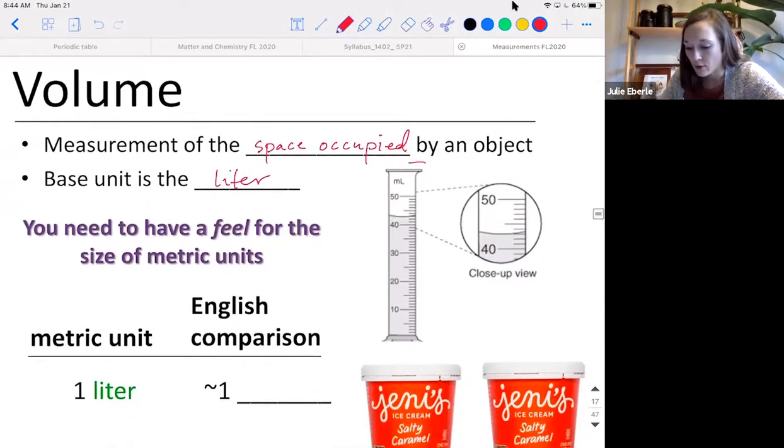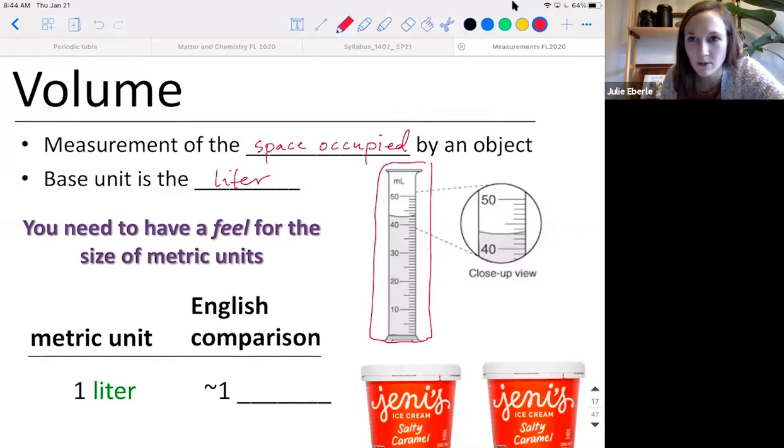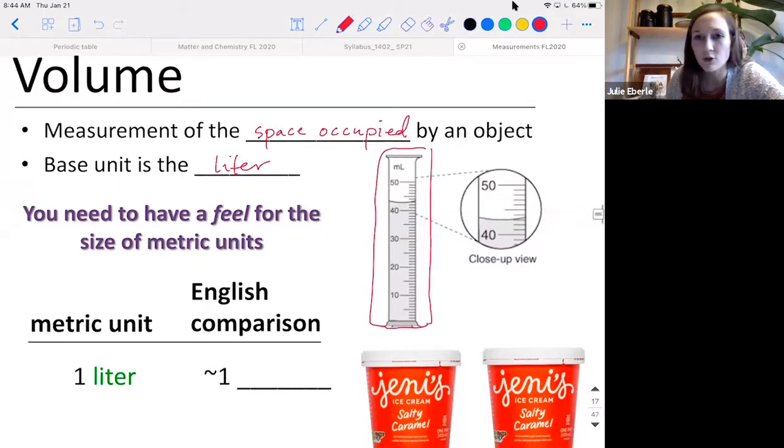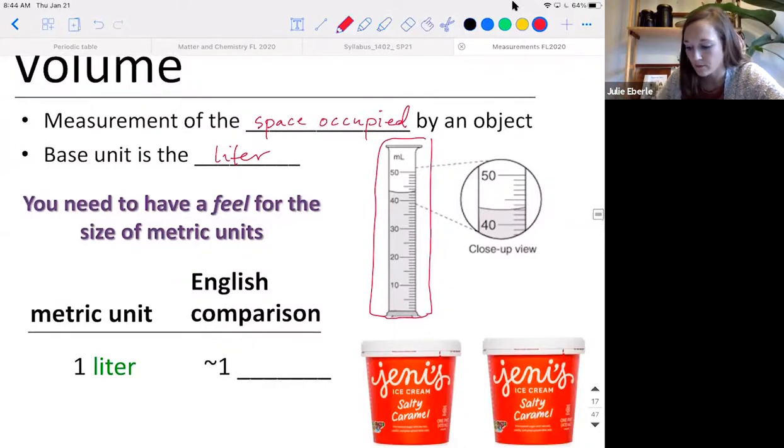We measure volume when we're talking about space occupied. The easiest way to measure volume is with very special instruments. We have graduated cylinders, volumetric flasks, syringes. We use those tools to measure volume because oftentimes we're working with liquids, right?